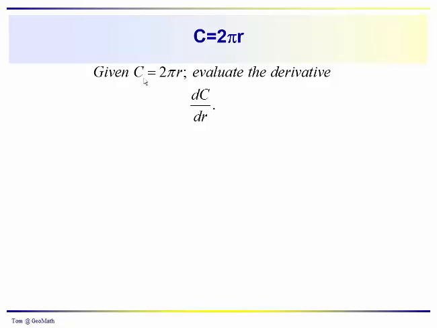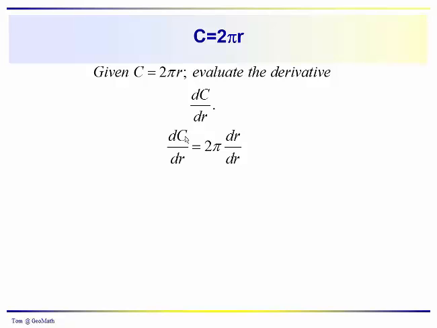The expression that we need here is the definition or the mathematical relationship between the circumference and the radius. The circumference is equal to 2 pi r. And so in order to answer that question, we just simply have to evaluate the derivative dC/dr, right? So think about that for a minute. What is the derivative dC/dr?